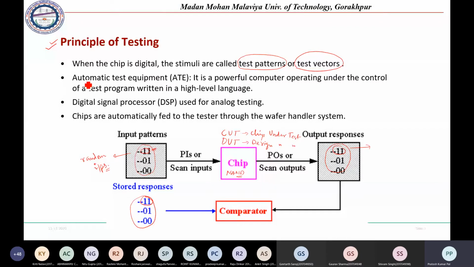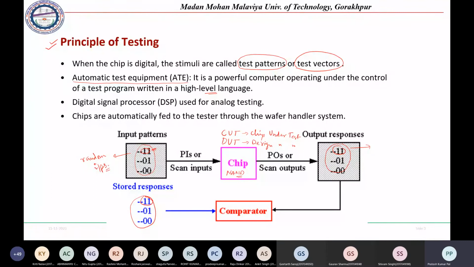This is a powerful computer operating under the control of a test program that is written in a high level language. So it is a program, and this is called automatic test equipment. This automatic test equipment will have a program that automatically gives a test input, or test vector, to the chip, and it will test whether it provides the same output that we have designed for.